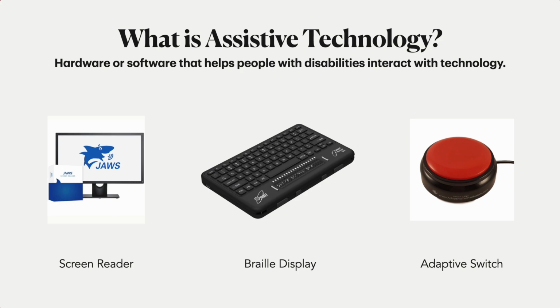The reason this matters for developers is that your software needs to be built in a way that assistive technology can interpret and interact with. If your interface can't be parsed by a screen reader or can't be navigated without a mouse, users who depend on assistive technology are effectively locked out. The standards we're going to discuss exist to prevent exactly that.